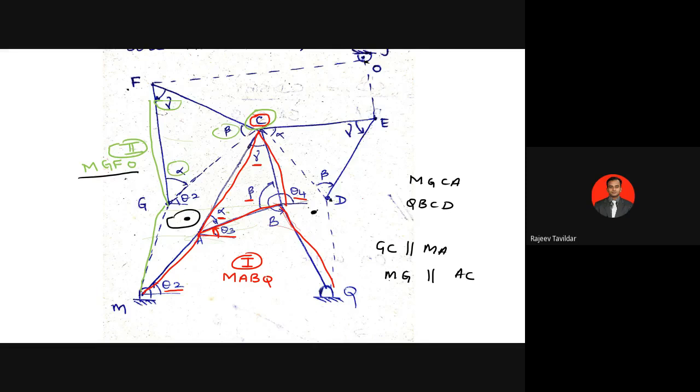If I come to this parallelogram, then what can we write here? CD is parallel and equal to BQ. CB is parallel and equal to QD. Is it clear now? The first step. We need to ensure that these are the two parallelograms.